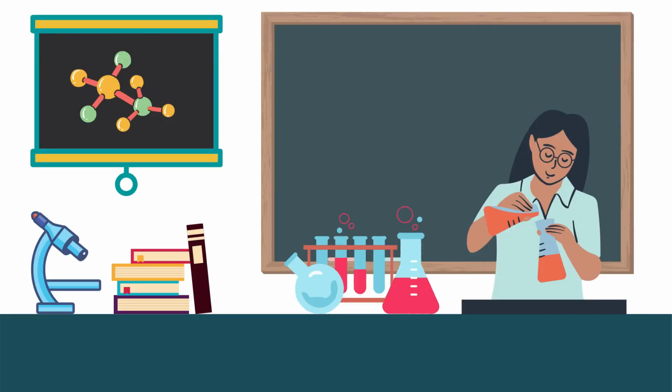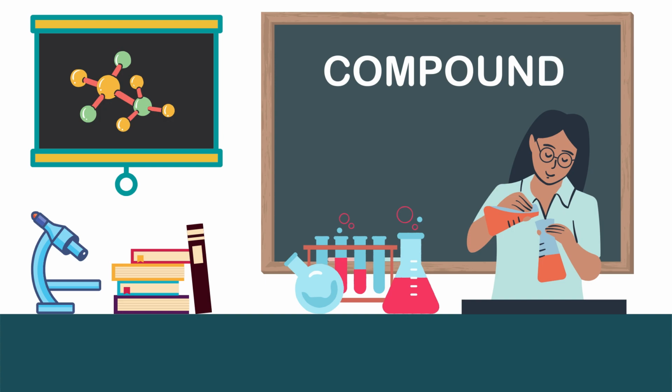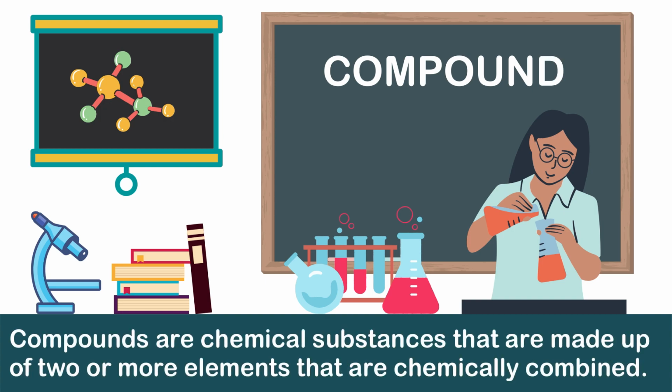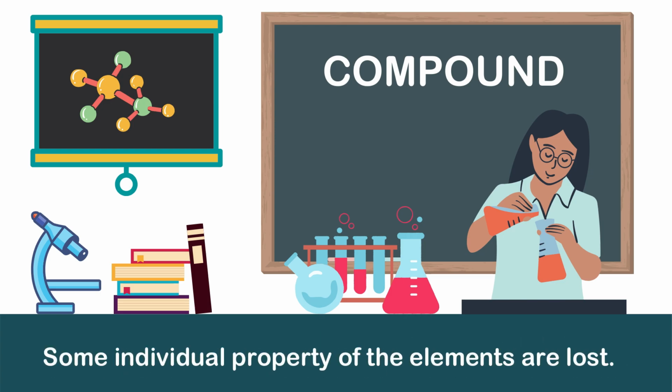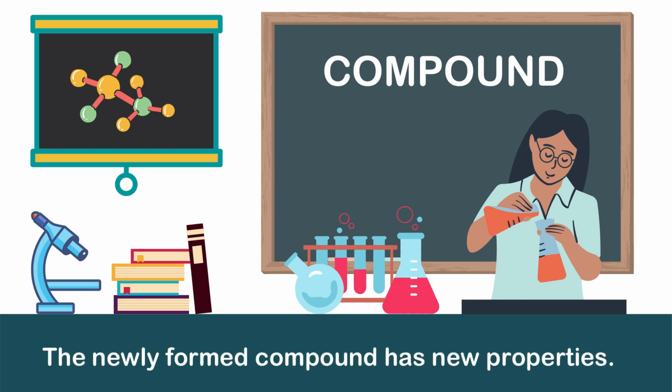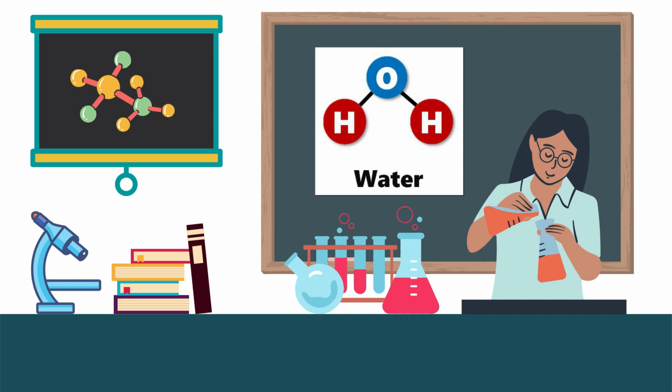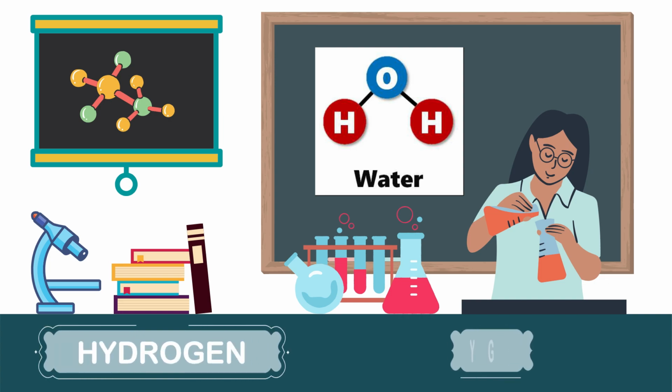When two or more elements are chemically combined in a fixed ratio, a compound is formed. Hence, compounds are chemical substances that are made up of two or more elements that are chemically combined. When the elements combine, some individual properties of the elements are lost, and the newly formed compound has new properties. For instance, water is made up of two elements, hydrogen and oxygen.